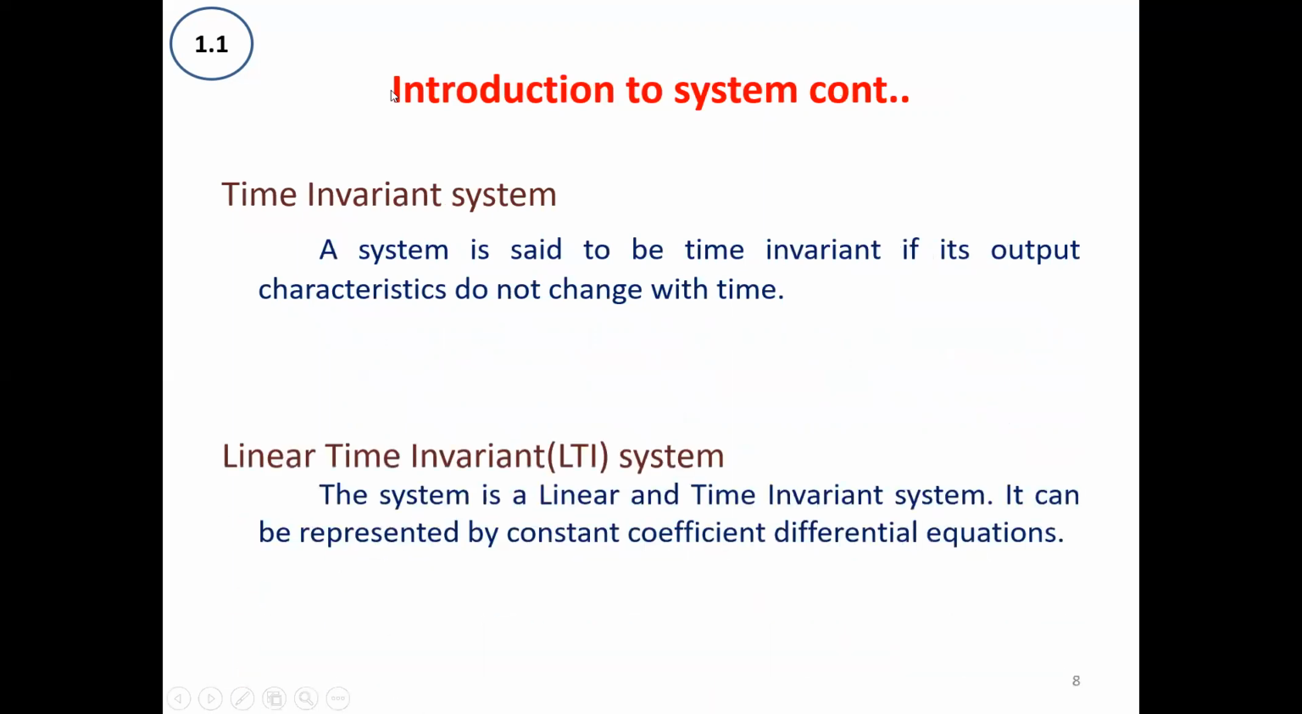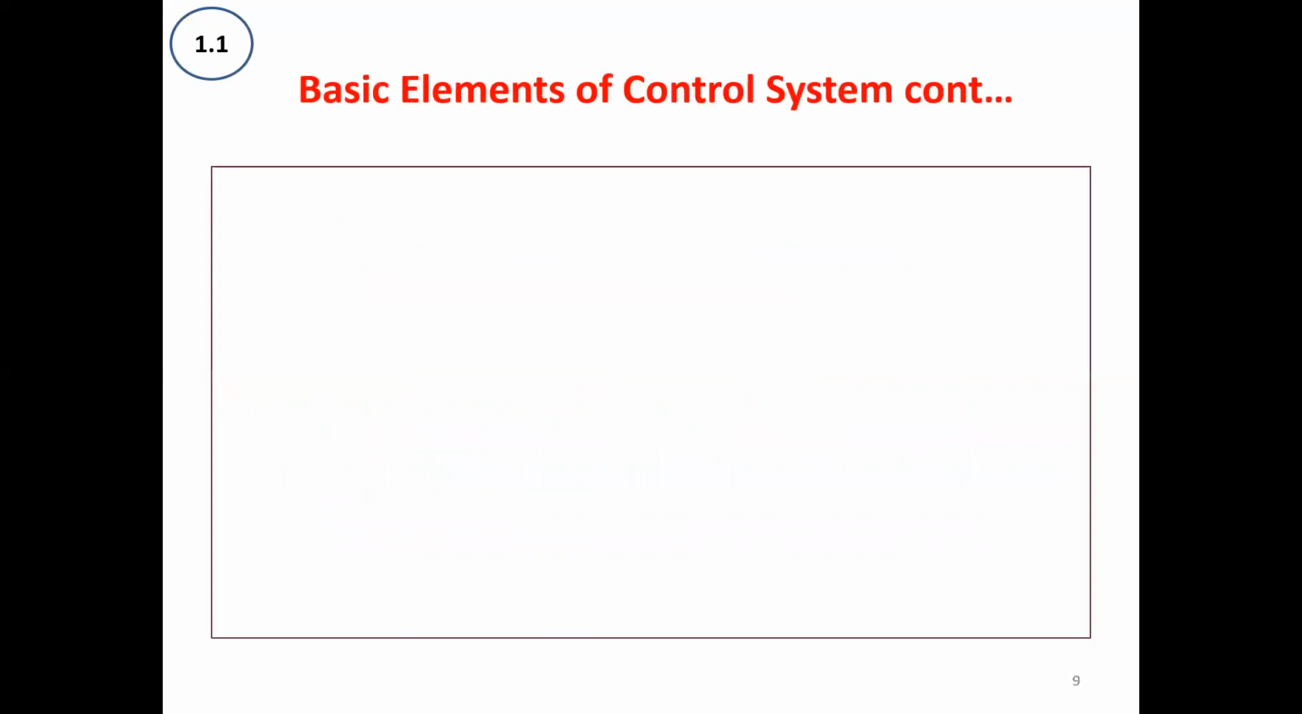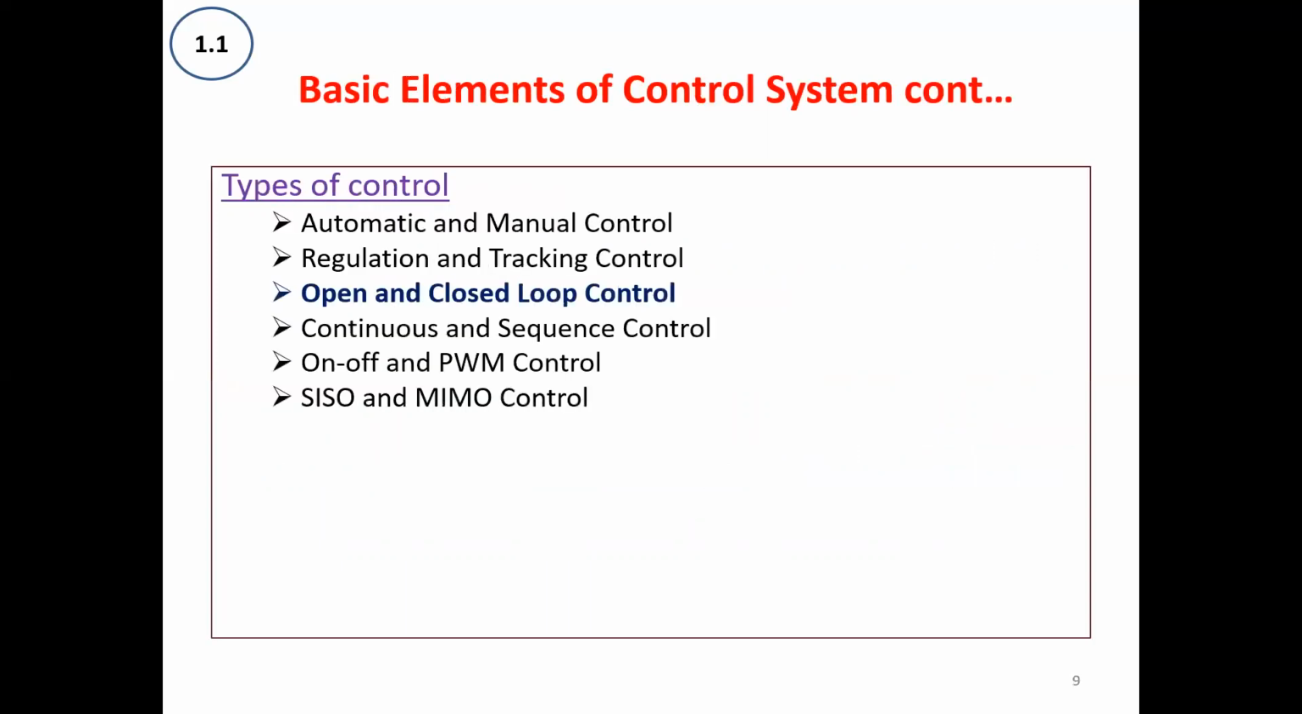So next we are going to see about time invariant. A system is said to be time invariant if its output characteristics do not change with time. Again, LTI system, that is linear time invariant system, can be represented by constant coefficient differential equations. So next we are going for basic elements of control system.